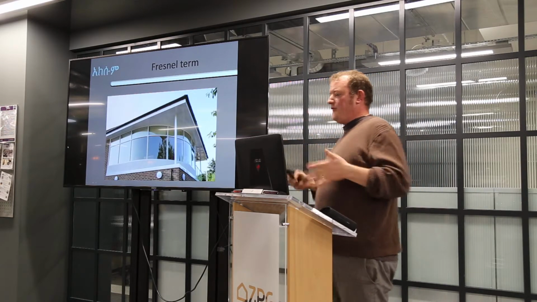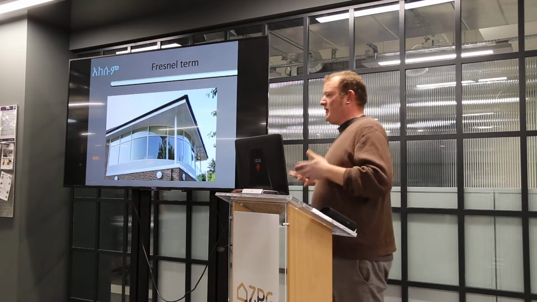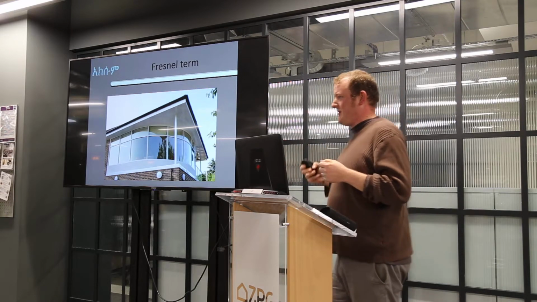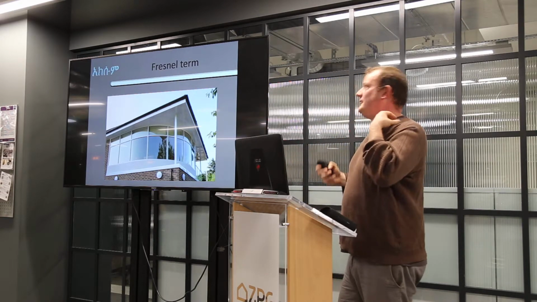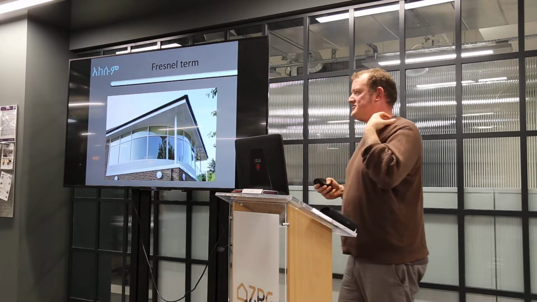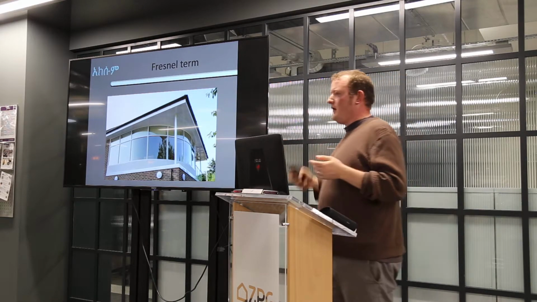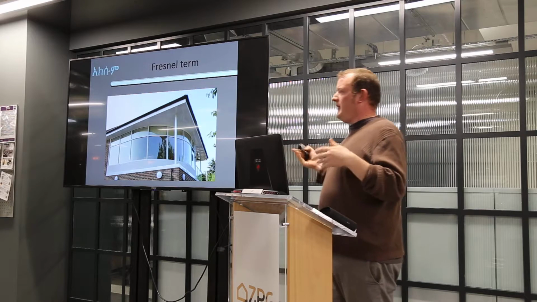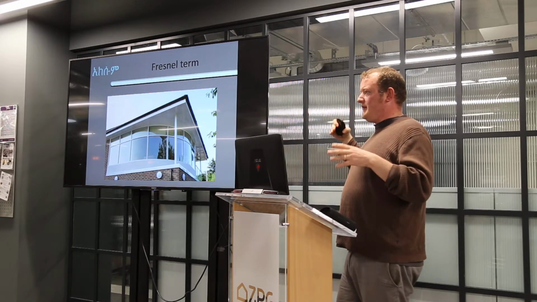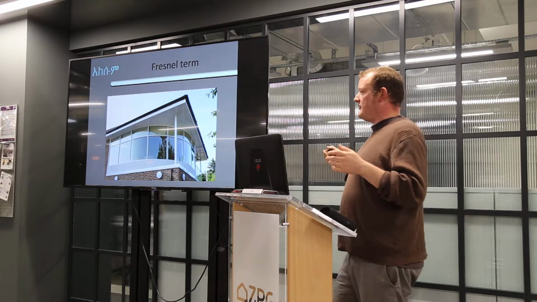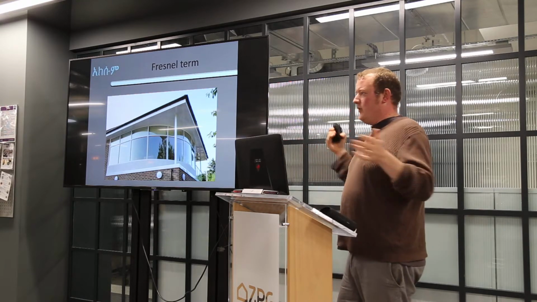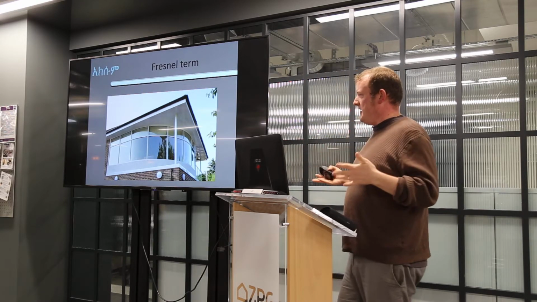So the next term is the F term, the Fresnel term. Again, named after a long-dead physicist, in this case Augustin Jean Fresnel, from France in the 19th century. He studied what happens when light enters a transparent object, so when it enters the medium from the air or from some other medium.